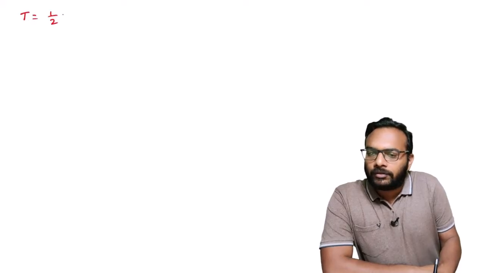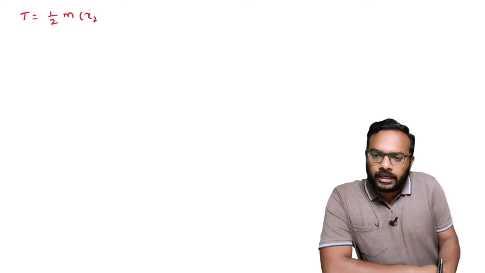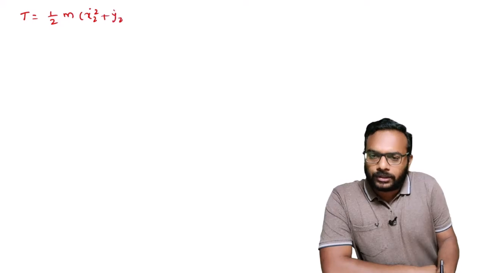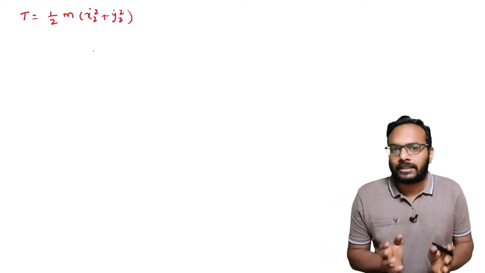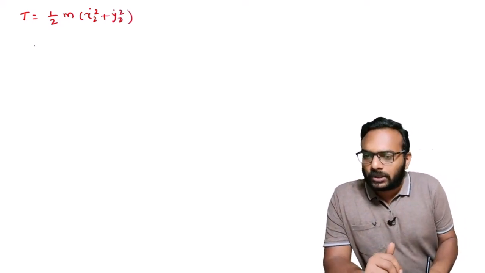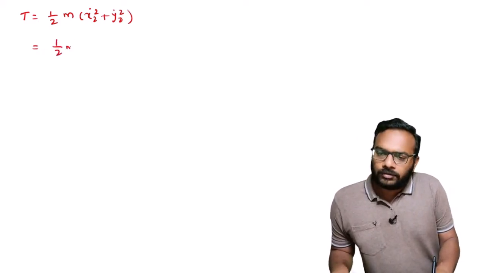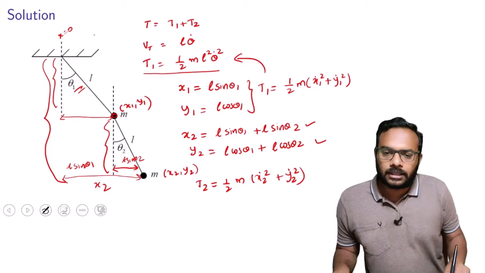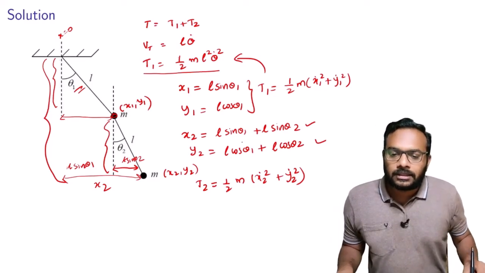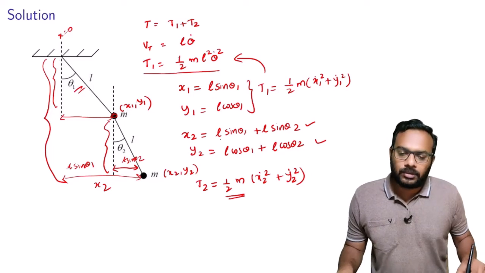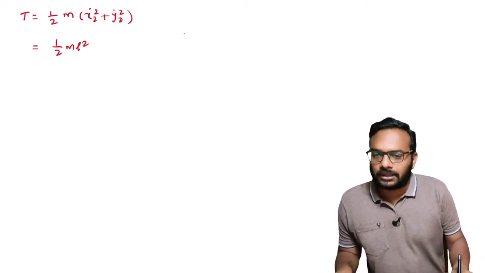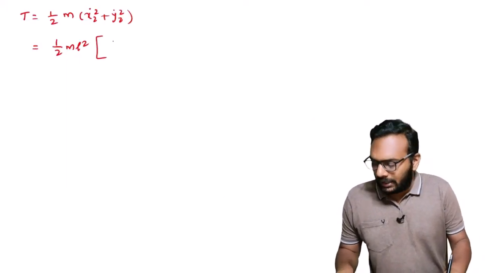So I'll write it here. We can write T is equal to half m times x2 dot square plus y2 dot square. So we just substitute for x2 and y2 in here, and what do we get? We get half ml square. Because there's a half m here, and this l square can be pulled outside, so we take half ml square.